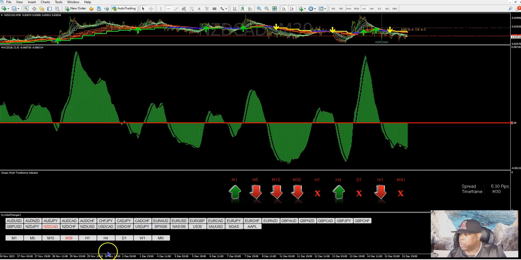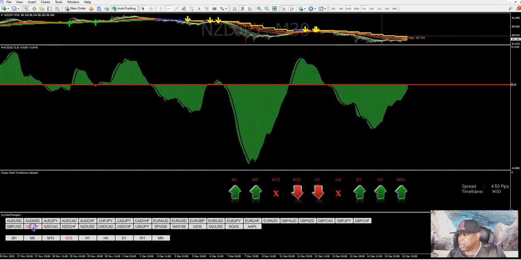All right, here we go. My camera froze up. Sorry about that. All right, let's go to NJ. Here's NJ. It still has the potential to have retested here and drop down. So we have to see next week.